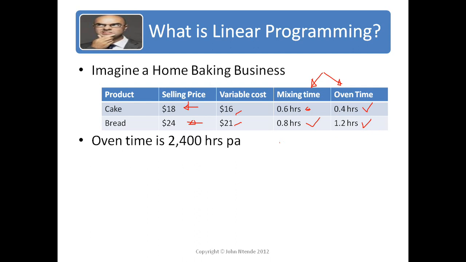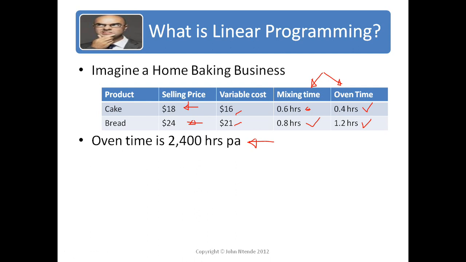So what we're seeing here is an example of a constraint. So a constraint means the same thing as limiting factor. It is basically something which prevents us from achieving our objective. Now the objective of any business is to make profit. So anything which prevents you from achieving as much profit as you can is what they call a constraint. So in this case it is the oven time.